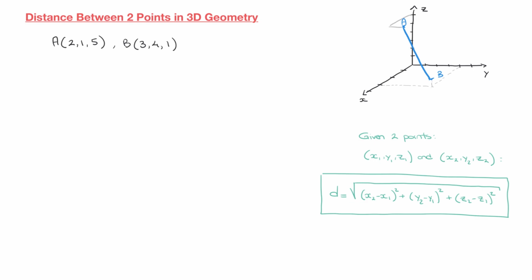And so I'll go ahead and say that A is point 1, so that 2 here is x sub 1, 1 is y sub 1, and 5 is z sub 1. And consequently, I'll call B point 2 so that 3 is x sub 2, 4 is y sub 2, and 1 is z sub 2.